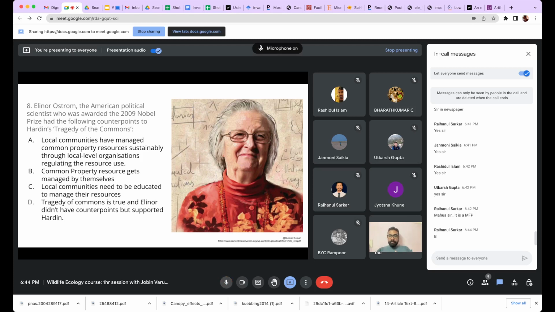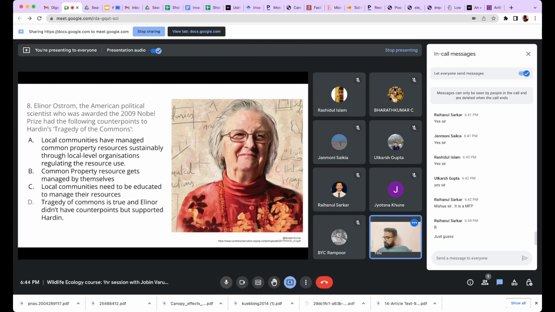Okay, so Rehanu says B. Bharat says C. Rehanu says it's just a guess. Okay.